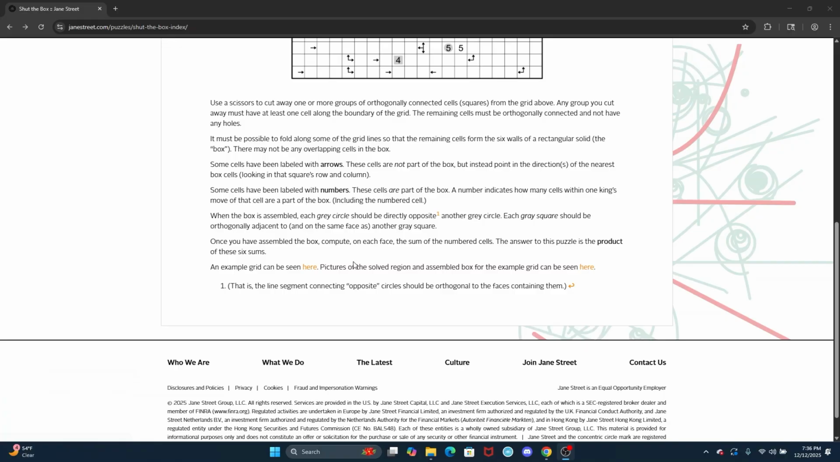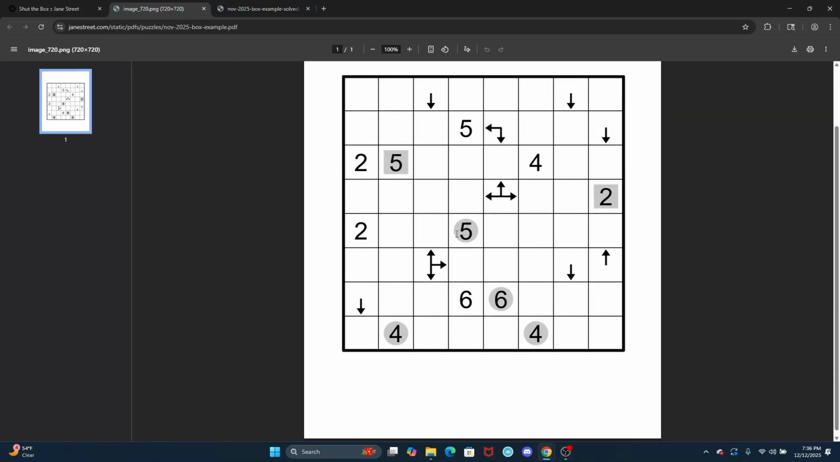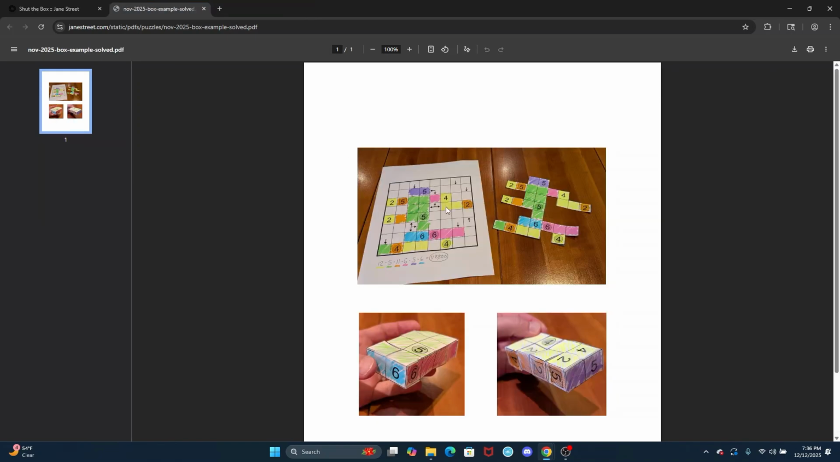They give an example puzzle of a much smaller grid, and they give the solution to it, and you can see how it might fold into a final rectangular prism, and we'll eventually get a final answer from that.